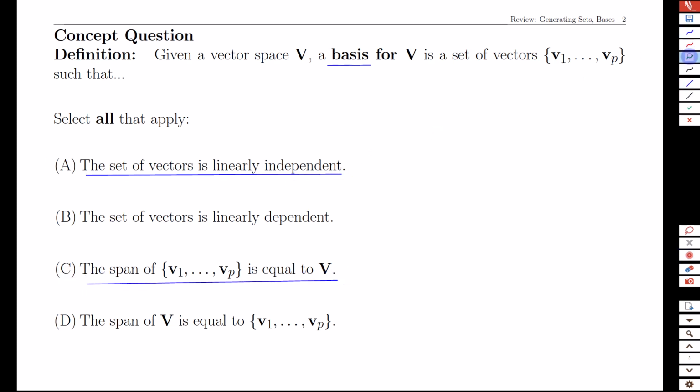So basis again is equal to a generating set plus a set that's linearly independent. Perfect. So a collection of vectors that has those two properties at the same time.